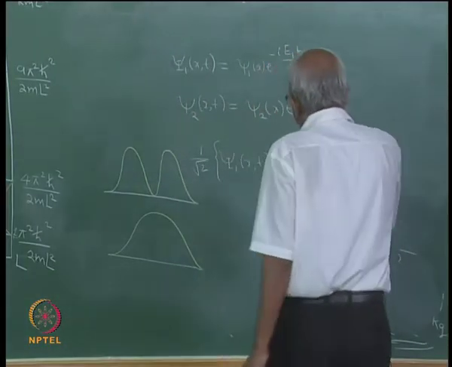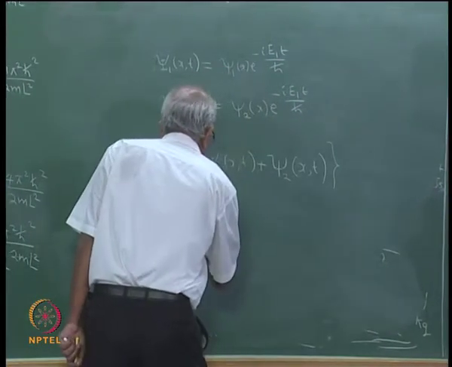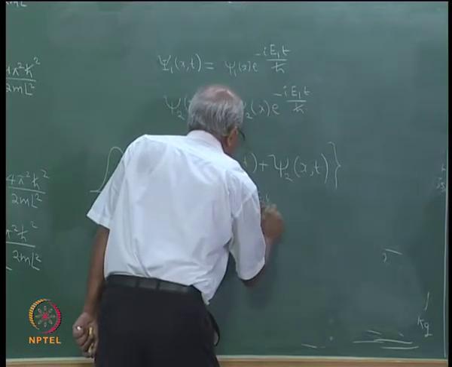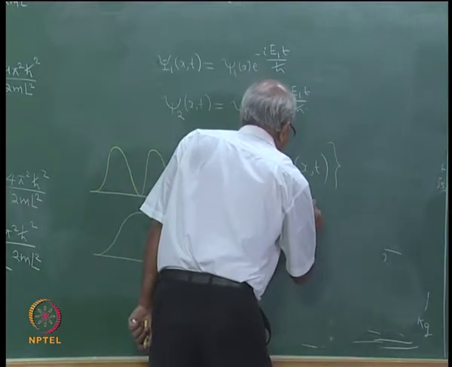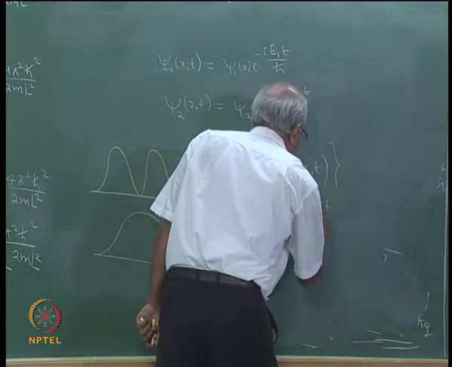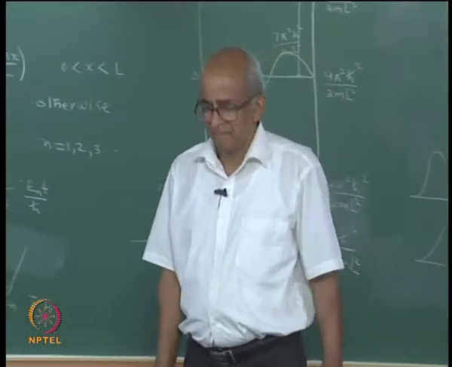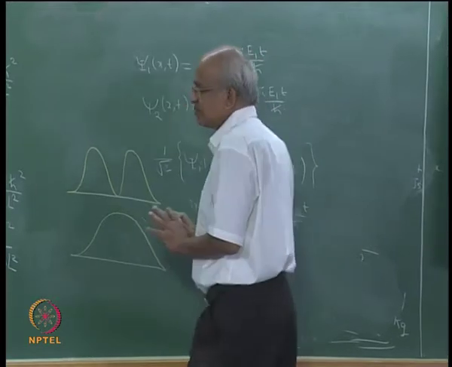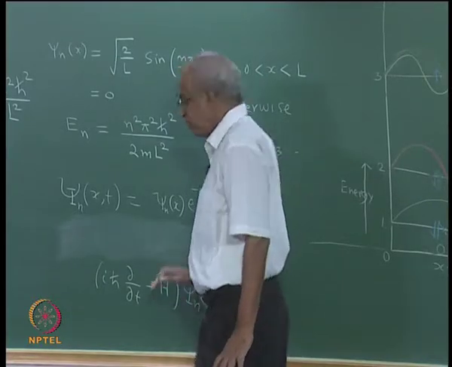If you think of this kind of thing, let me write it in a little bit more detail. You would have psi 1 of x e to the power of minus i E1 t by h cross plus psi 2 e to the power of minus i E2 t by h cross. That is the function. Now, very interestingly, this obeys the time dependent Schrodinger equation. You can easily prove that.